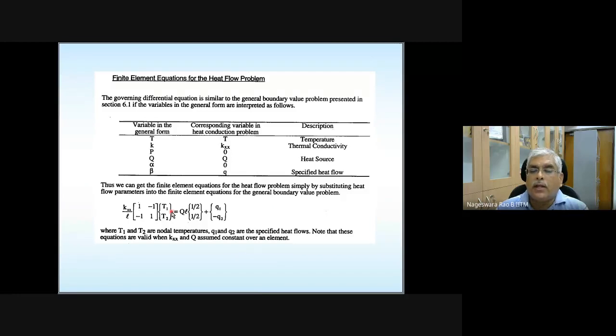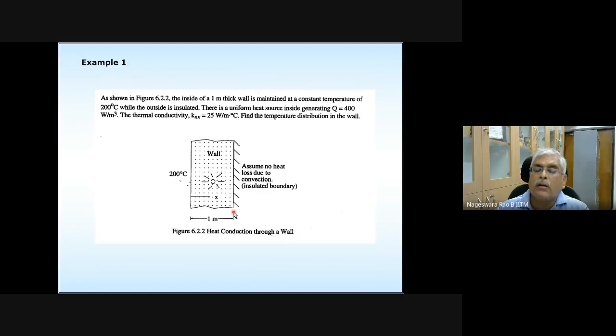And T1, T2 are the field variables. In this specific case, this T has a meaning. It is temperature. And given the other quantities, thermal conductivity, heat source, and heat flow, Q1, Q2, given all this information, you can easily solve any problem.